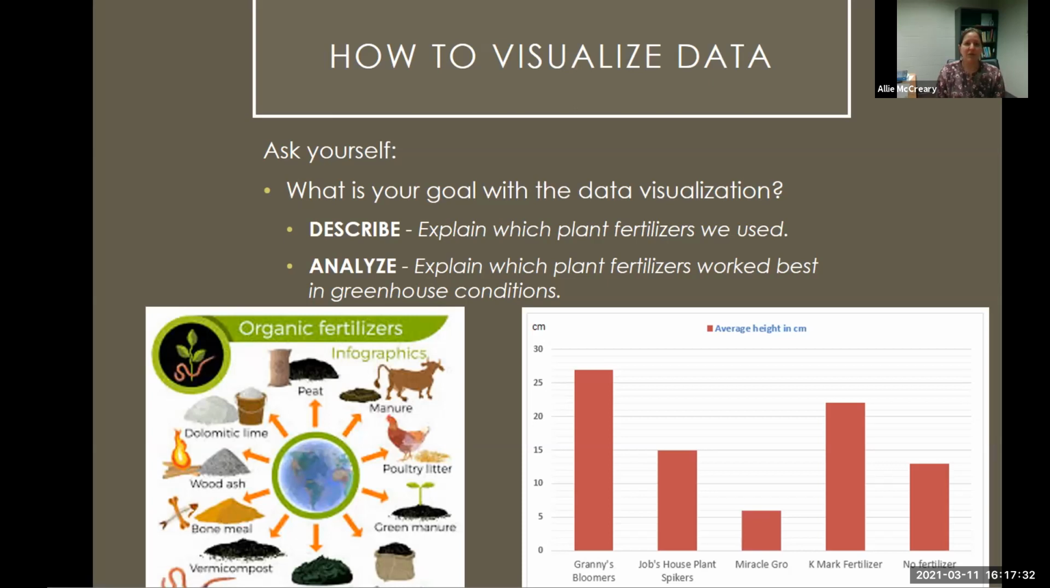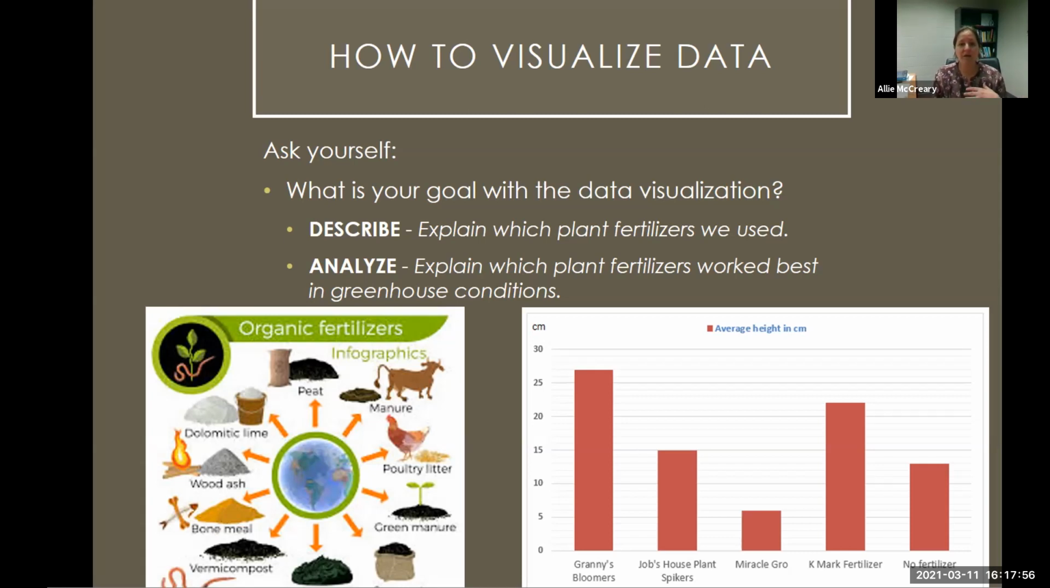So when you are deciding on which of these visualization techniques to choose or to use, you want to think about what your intent is. Are you just trying to describe something? So on the left here is an example of, do we just want to talk about all these different types of organic fertilizers that we used in our study? We can use a nice little infographic maybe instead of just listing them out in text.